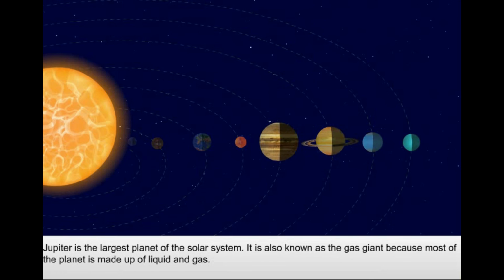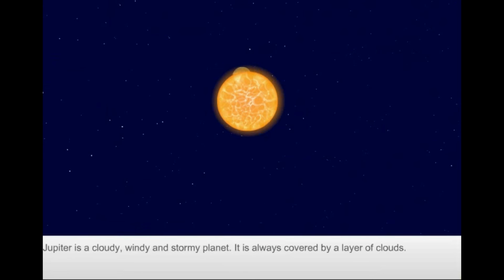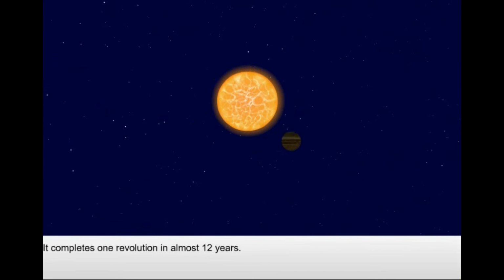It is also known as the gas giant because most of the planet is made up of liquid and gas. Jupiter is a cloudy, windy and stormy planet. It is always covered by a layer of clouds. It completes one revolution in almost 12 years.